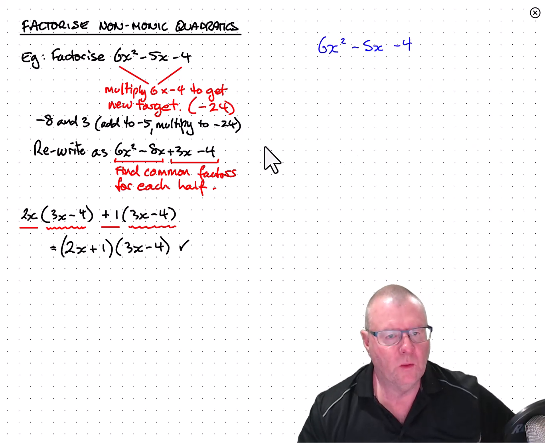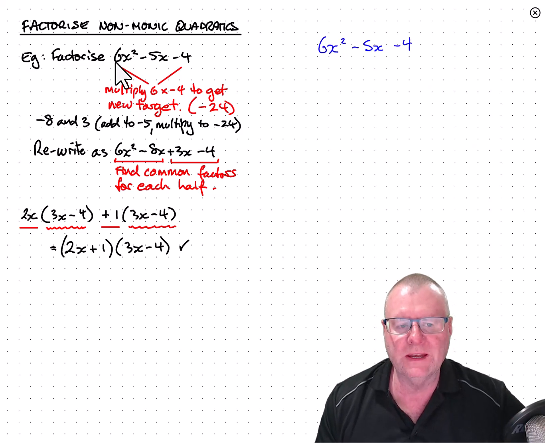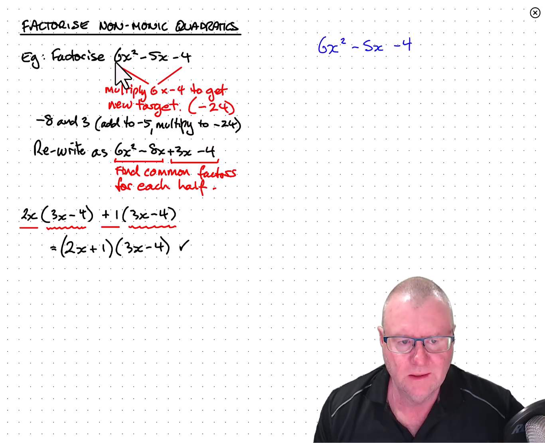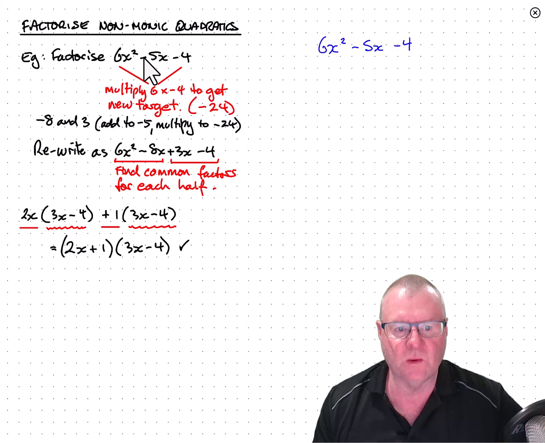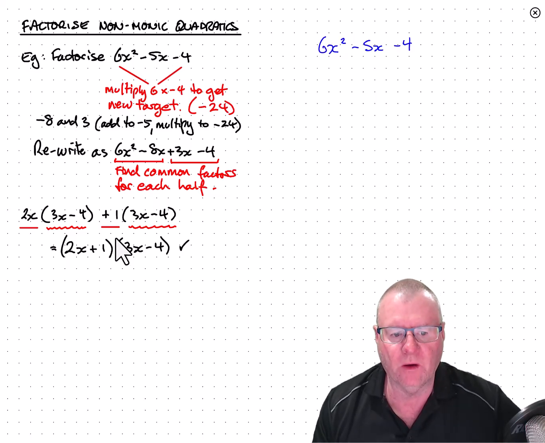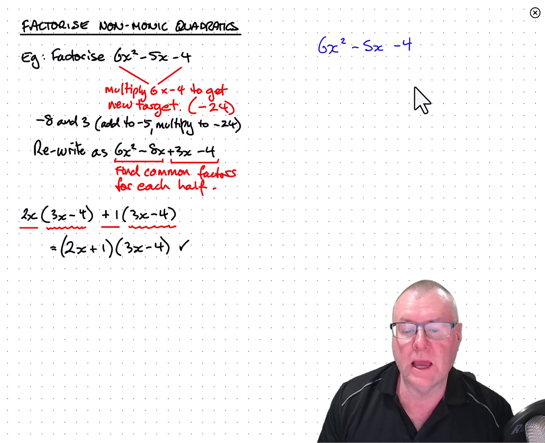Alright, in the previous video we factorized monic quadratics. What if it's non-monic? In other words, what if the number in front of the x squared is more than 1? In this case, it's a 6. We've got 6x squared minus 5x minus 4. I'm going to walk through how I got this solution. So stay tight and we'll see how we go.